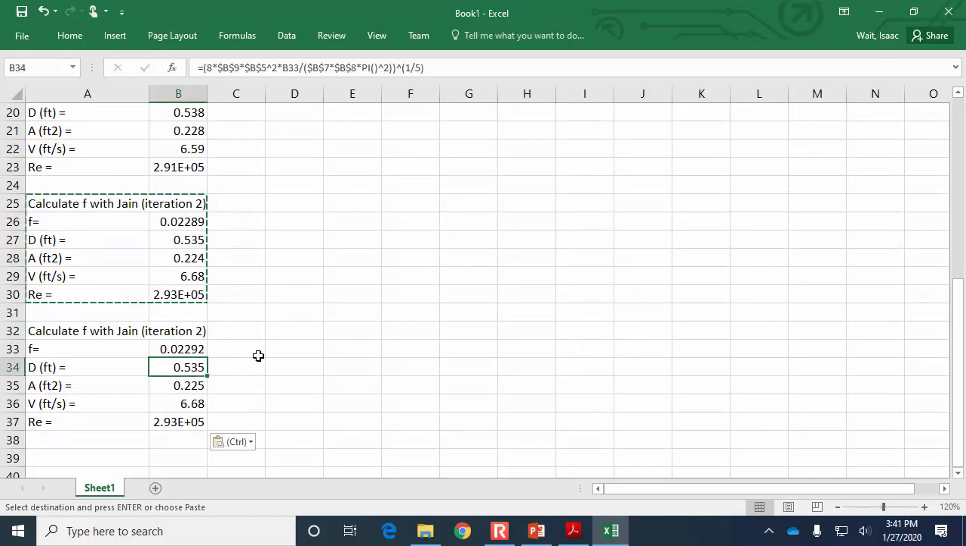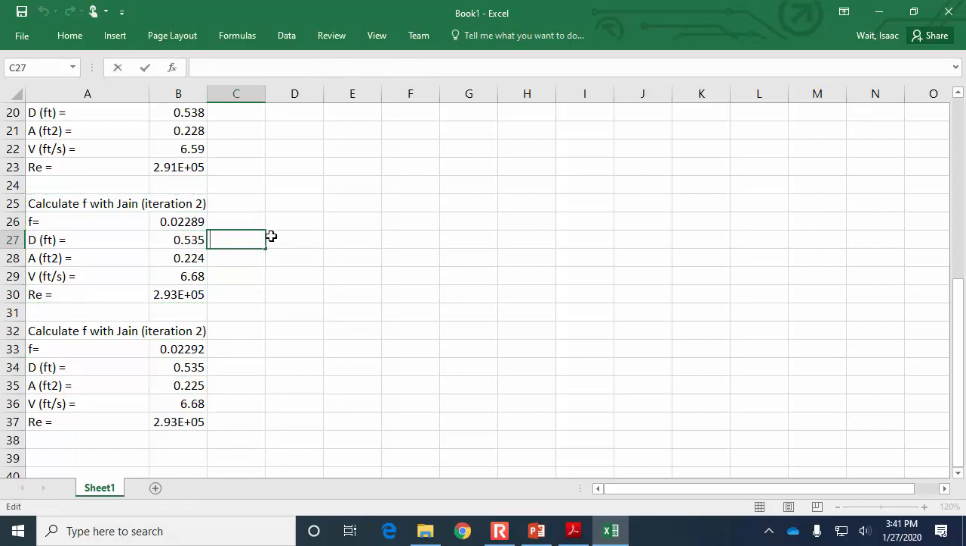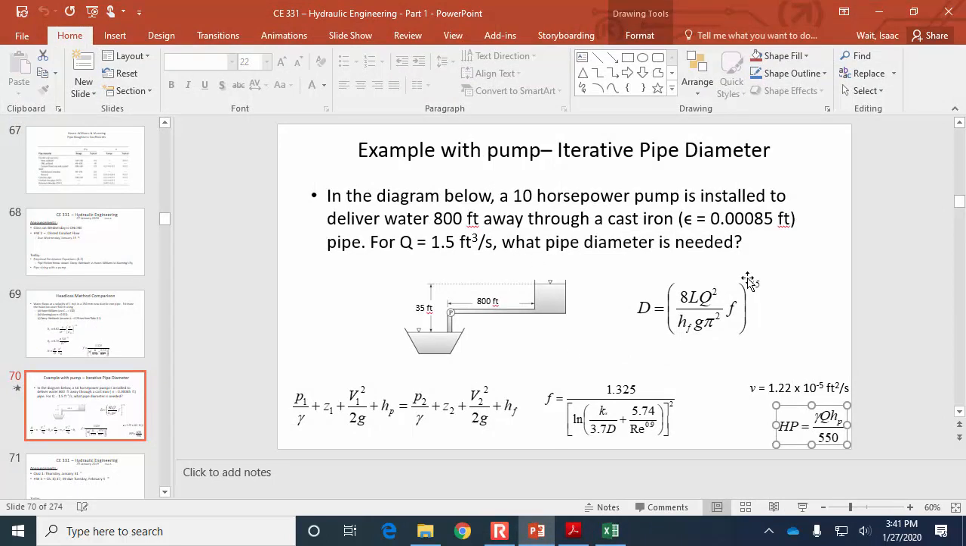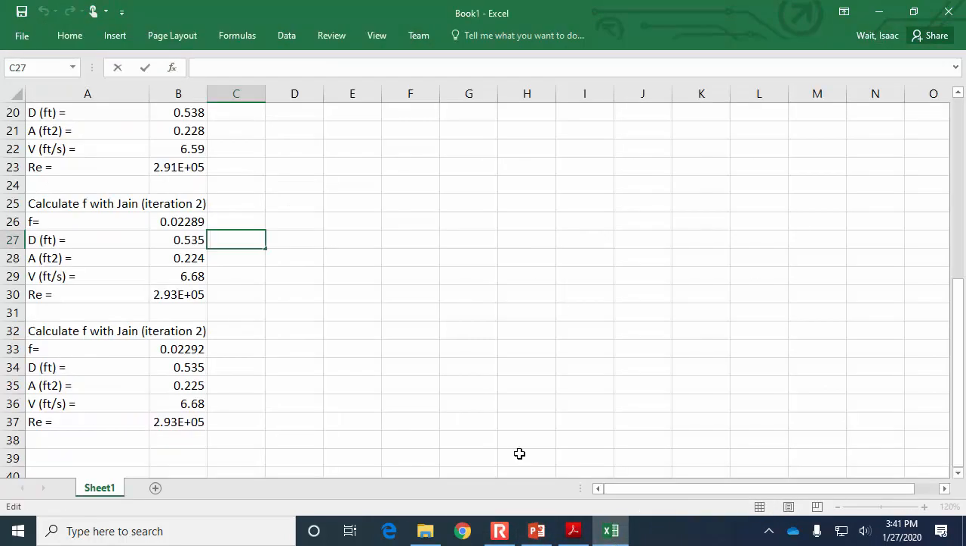So the answer is, like, what pipe diameter do we need? 0.535. 0.535. And we're getting a slightly different F value from step to step. But now it's converged well enough that any slight adjustment in the F value is no longer having an effect on the pipe size that's required. So what pipe diameter is needed? We need a 535 millimeter pipe.